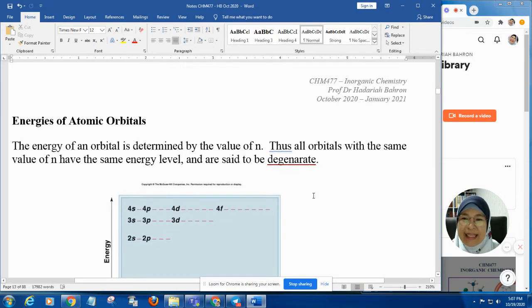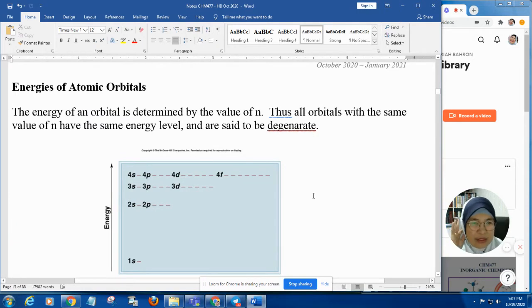Moving on to the energies of the atomic orbitals, obviously when you have orbitals stacked in an atom, some of them will have very low energy. Very low energy means very stable. Some of them will have quite high energy. High energy means that they are quite unstable.